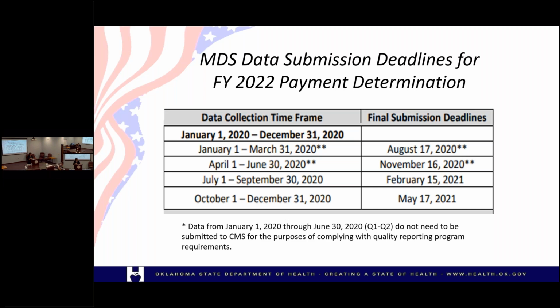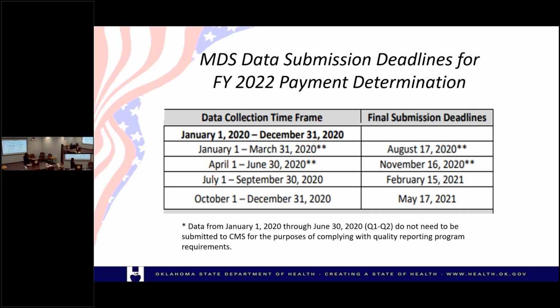And the next deadline that you can see there on your chart is February 15th, 2021. So that data will be from the time period of July 1st through September 30th. Now, this is different than your MDS assessment timeframes because your MDS submission has to be completed within 14 days from completion. It has to be submitted. But you've got until February 15th to meet the deadline for the SNF QRP requirement.